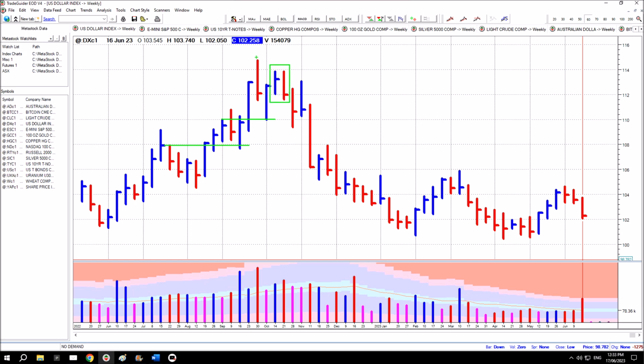This is where the weakness came in at the highs of the range. The price broke down. This is the recent lows down here. We had a breakout just above those lows. This is where supply was going to be drawn out from.